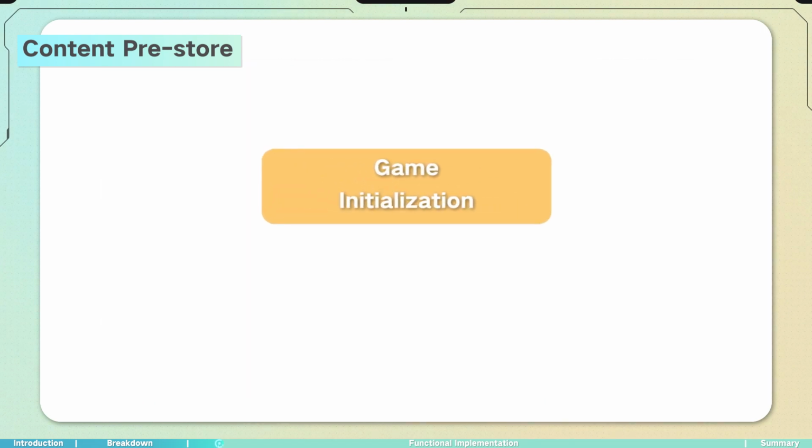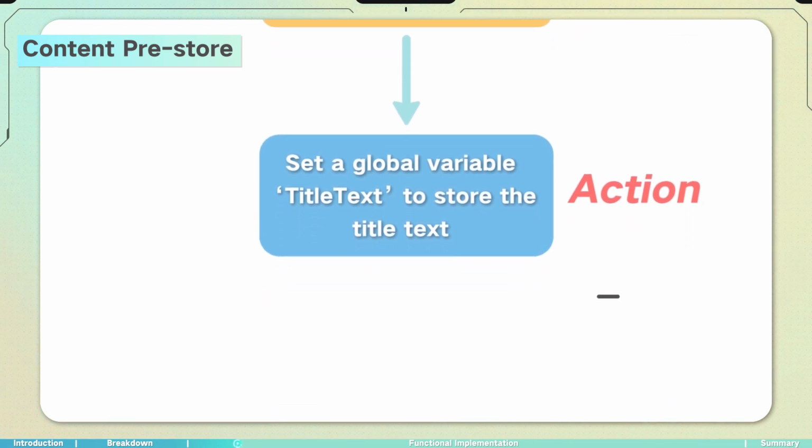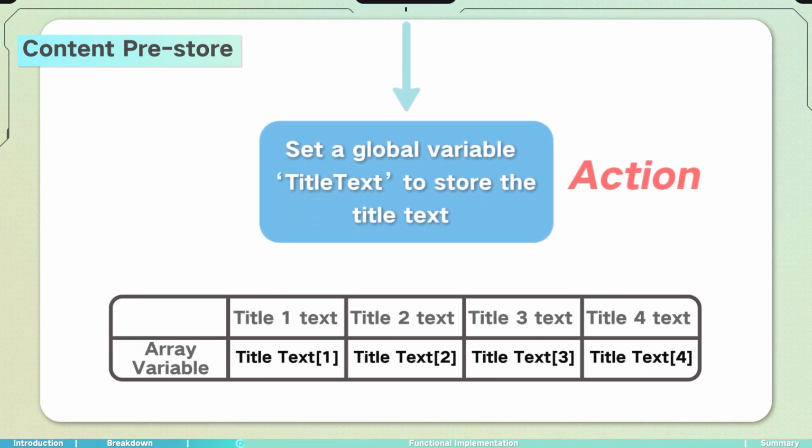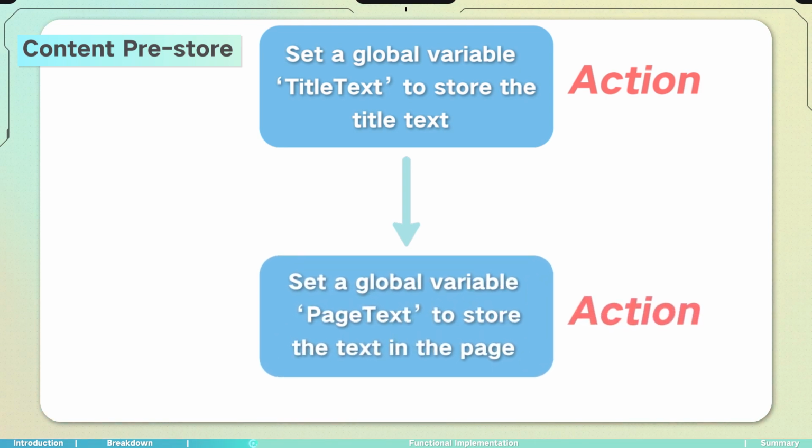In Part 1, Content Pre-Store, we need to store all the content on the UI in variables for easier invocation. The event is game initialization. We set a global variable title text as string to store the title text. As we have multiple titles, we can use array variable to store them all together. In this way, we'll be able to invoke the specific title text according to the index. Then, repeat the steps to set a global array variable page text to store all the text in the page according to its title.